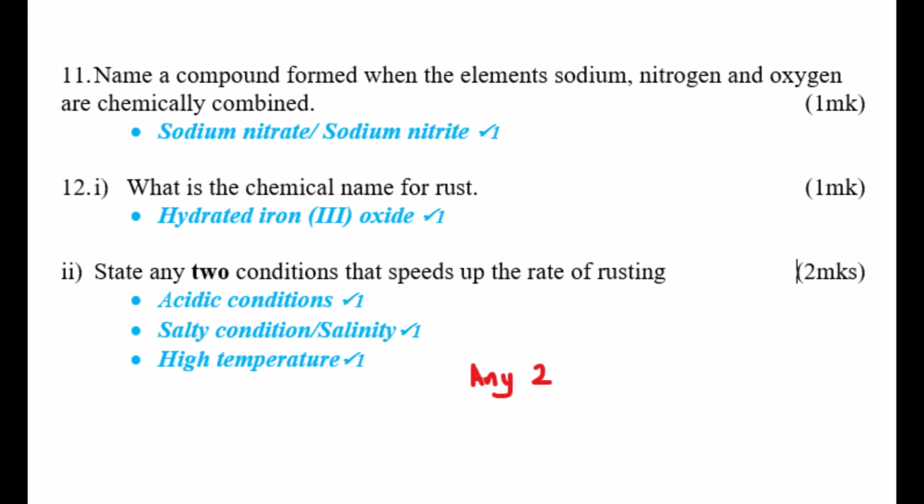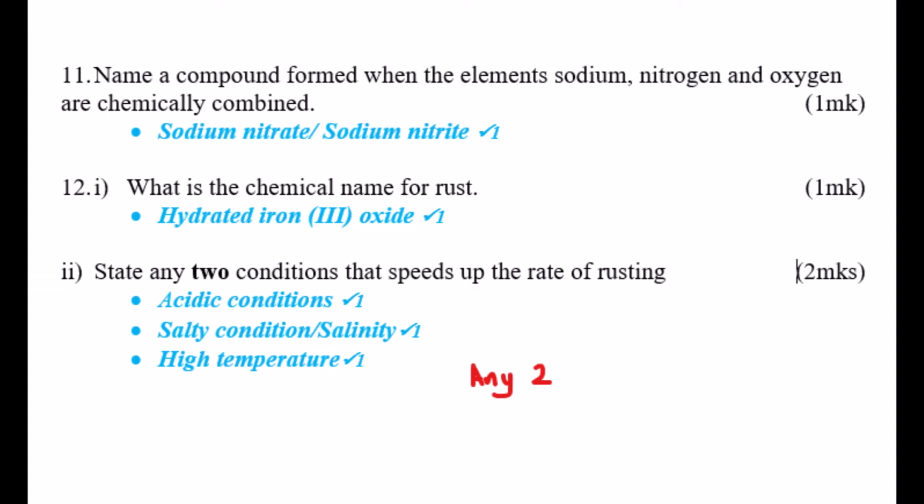The compound made of sodium, nitrogen, and oxygen. Most likely, it is sodium nitrate. Remember, a compound ending with ATE has oxygen in it, and of course nitrogen. Remember, it can also be sodium nitrite. Sodium nitrite is also made up of sodium, nitrogen, and oxygen. We go to the next question, number 12.